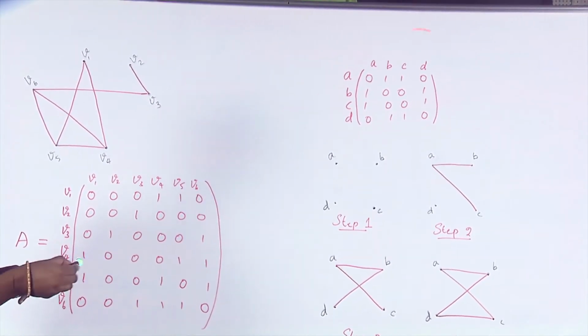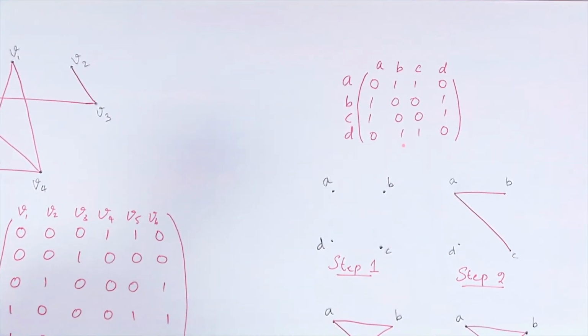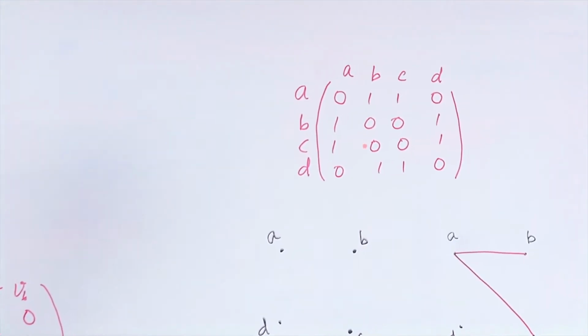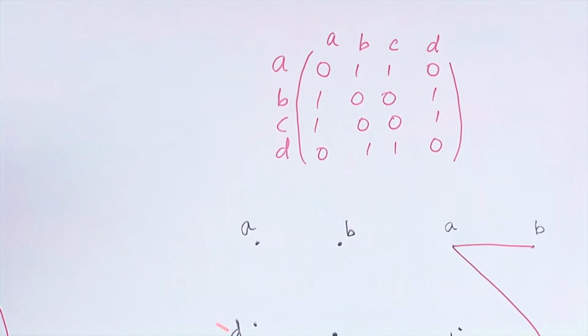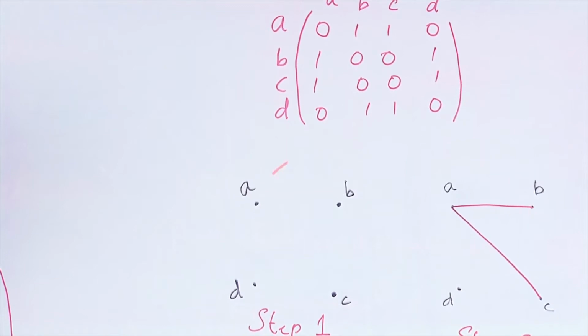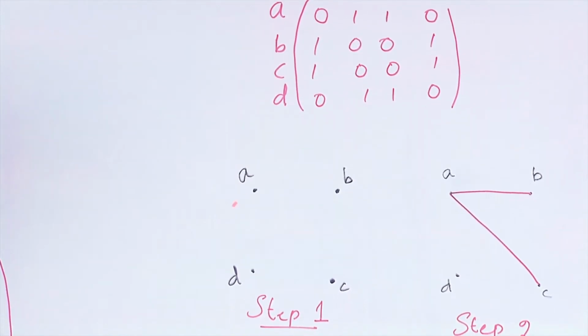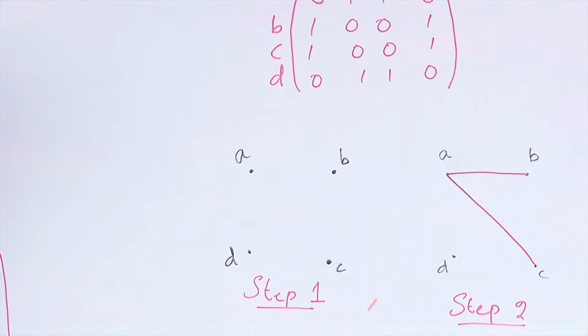So, there are 4 vertices here and we are going to find the corresponding graph of this adjacency matrix. For this, we are going to place all the 4 vertices on a plane. You can place them anywhere. Here I have placed them like A, B, C, D. This is our first step.